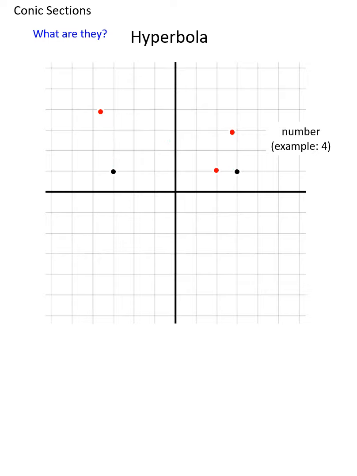But those aren't the only 3 points on the hyperbola, of course. Here's another point. The difference of the distances being 4. Here's another such point, and another one, and another one. And if we did this infinitely many times, which you can't actually do, but in theory, you'd find all the points.